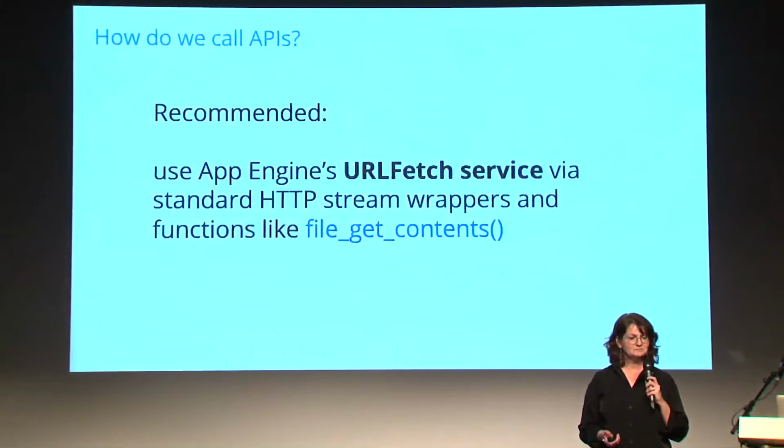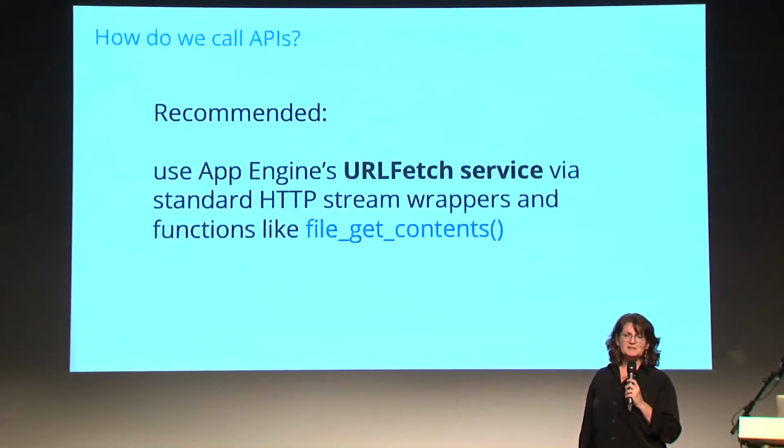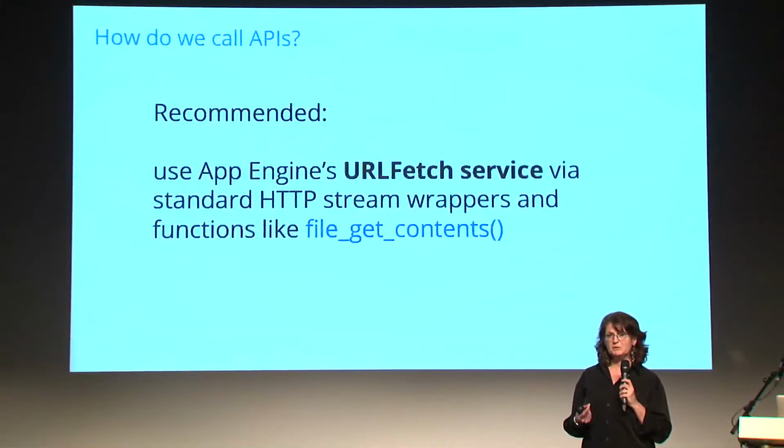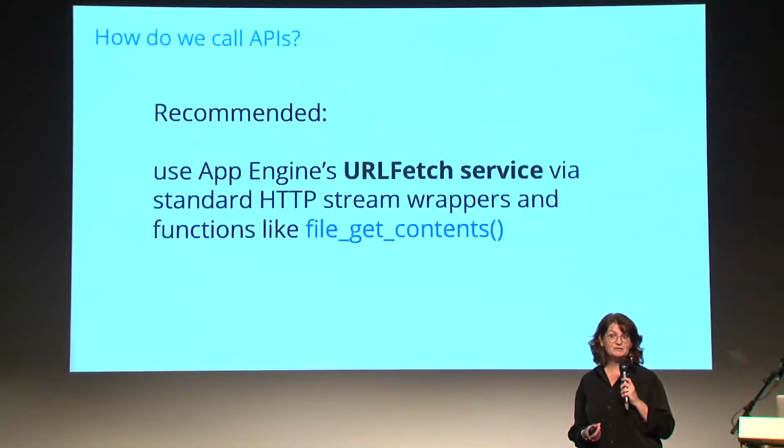Okay, so now we've got our database connected and we're talking to it. So the next thing we're going to pay attention to is how we handle HTTP requests. The recommended way to do this on App Engine is to take advantage of an App Engine service, basically an infrastructure for supporting highly scalable HTTP requests, called the URL fetch service. So this is the recommended way to do it. And it's very transparent because you just use it via HTTP stream wrappers and the functions that you're used to calling, like file get contents.